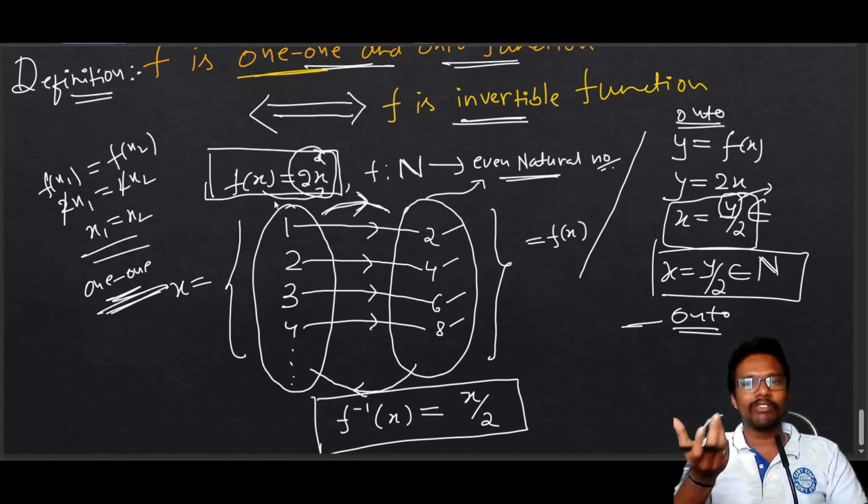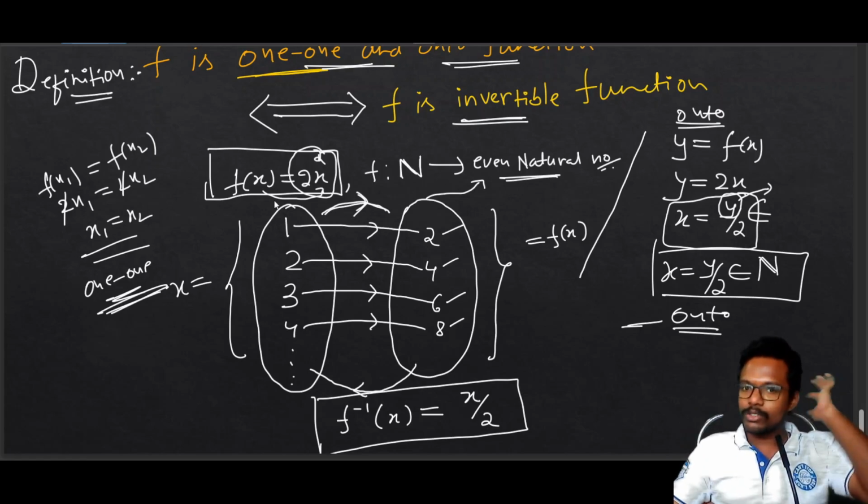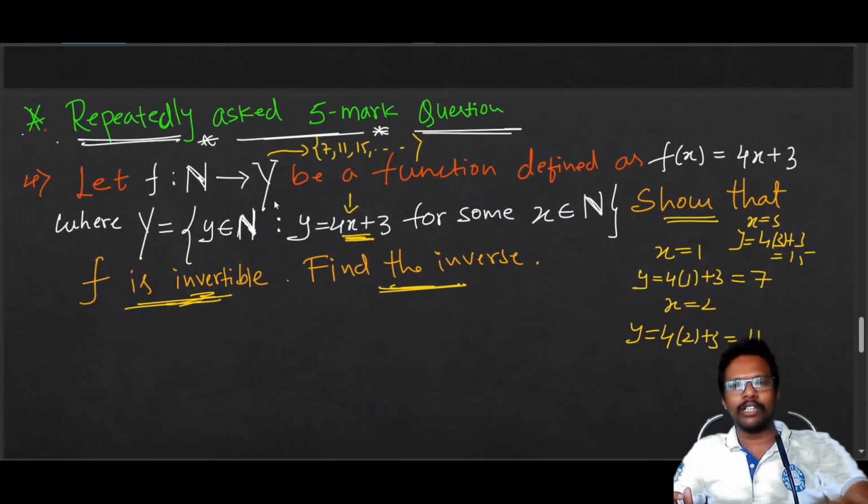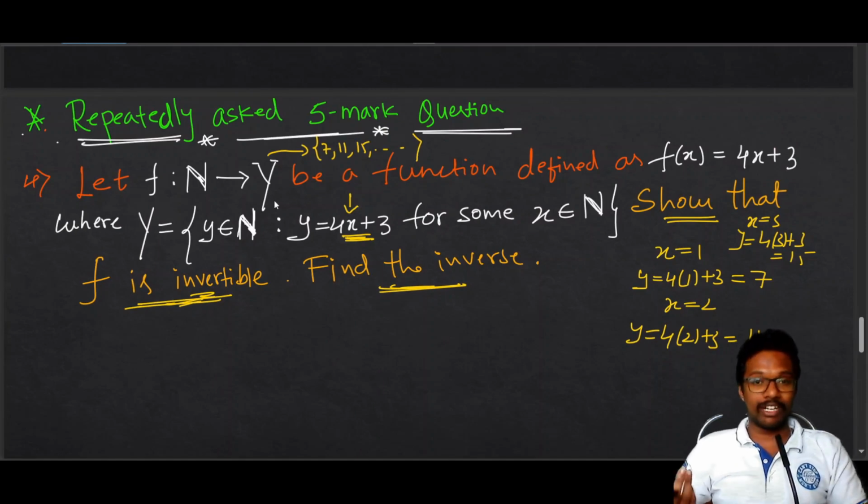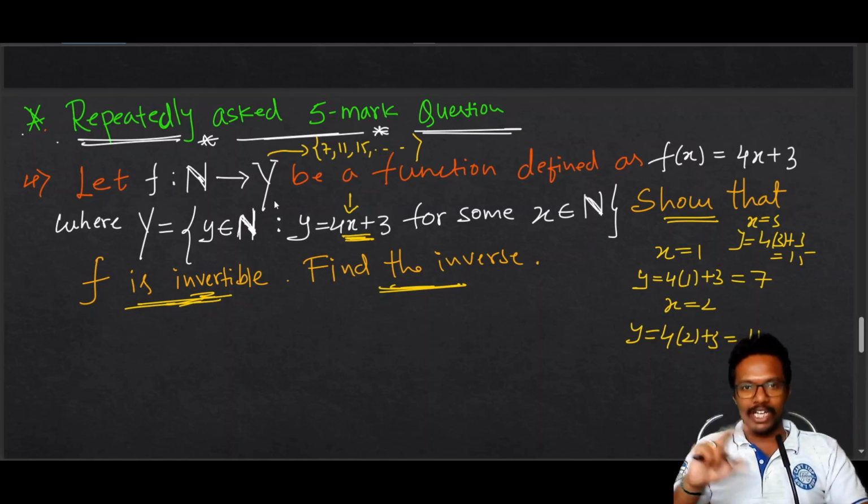This x by 2 is nothing but an invertible function. So invertible function means we can reverse the function, means a function which can go from domain to codomain can also be reversed. If you can reverse the function, then it is an invertible function. To say f is an invertible function, first it should satisfy one-one and onto. In the same way, for this fourth question also, we have to check one-one and onto. If it satisfies both one-one and onto, then we can say it is an invertible function. It means we can reverse that function. Whatever the given function f of x equals 4x plus 3 is, we can reverse that function. I hope you understood the invertible function.